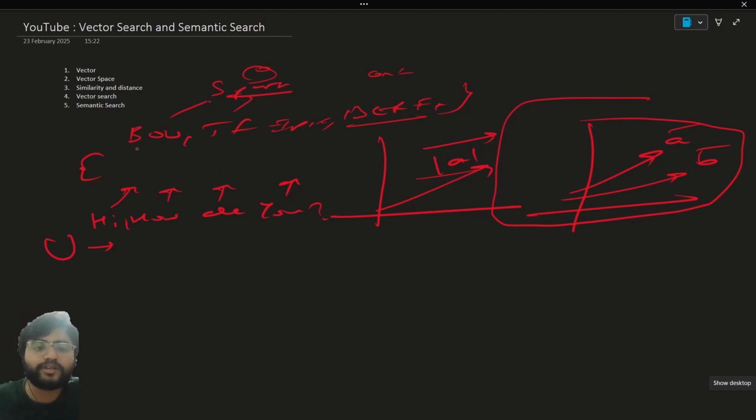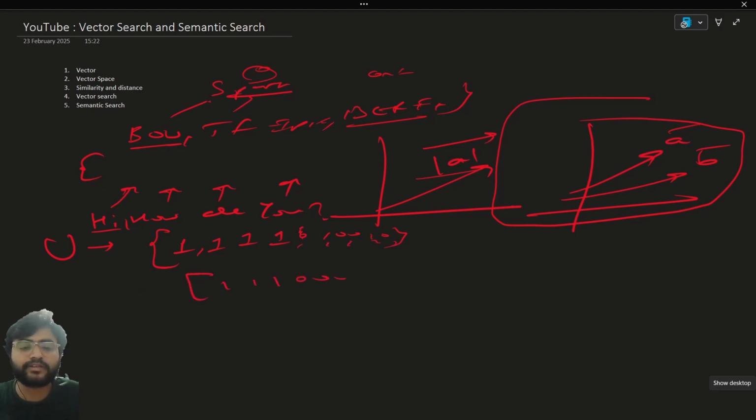But let me tell you about the bag of words. It will help you understand how normal text is first converted into a vector. Then again we will understand what happens within the vector store. So you see, hi is one word, how is one word, are is one word, you is one word, and if there are a few other words you can consider them as zero. So it can be represented in this form. So this is the vector right now. This is how normal text is converted into a vector.